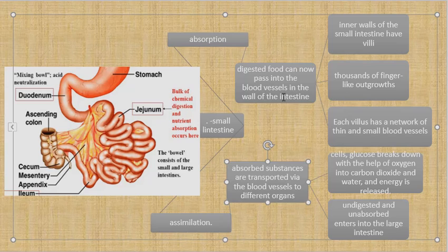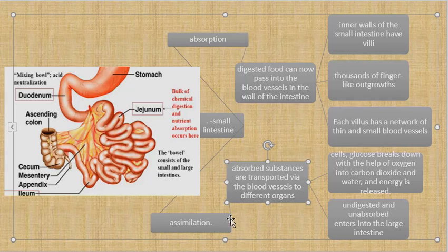In absorption, digested food is passed on to the blood vessels in the walls of the intestine. How is it possible? The walls of the intestine have villi. What are villi? Thousands of finger-like outgrowths. What is special about them? They have thin, small blood vessels. Those blood vessels have a permeable membrane, which takes in the digested food.